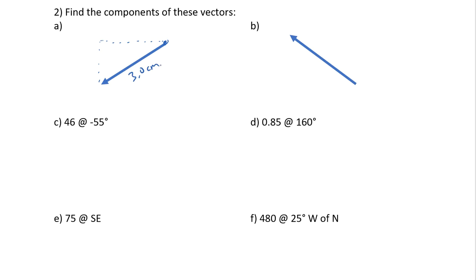But when I measure the x component on my computer, it's around 2.7, and my vertical part here is around 1.8. So my x component would be negative 2.7. It's negative because it's going to the left. And my y component would be negative 1.8 because it's going 1.8 down.